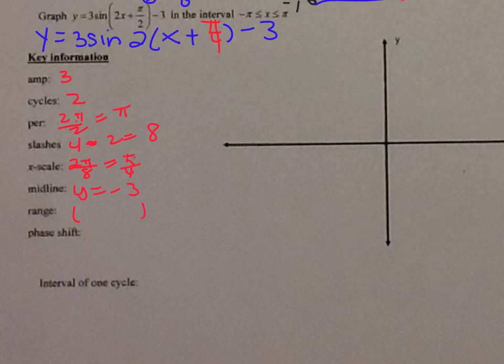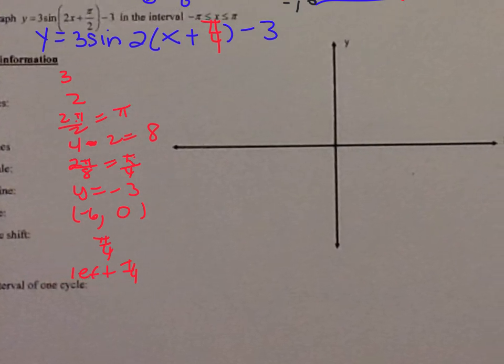My range: if I'm starting at negative 3 and I'm going up 3 and down 3, going down 3 would put me at negative 6, and then up 3 would put me at 0. And then my phase shift is pi over 4, which means it's to the left by pi over 4. Okay, so let's graph this. I'm going to move it over a tiny bit. All right, so I need 8 slashes. It's 4 on both sides.